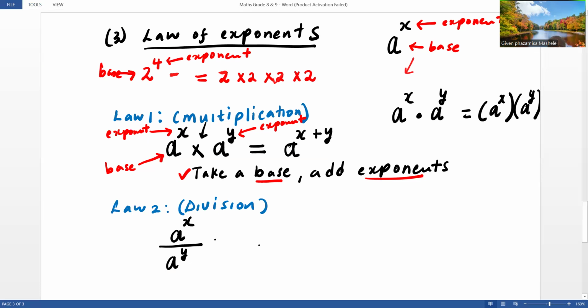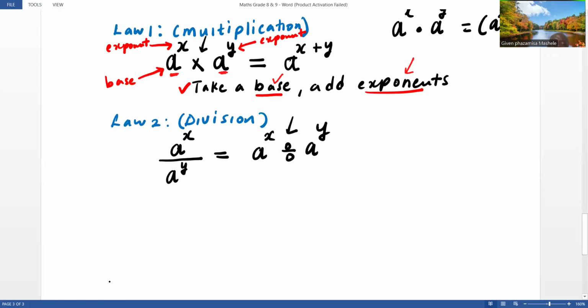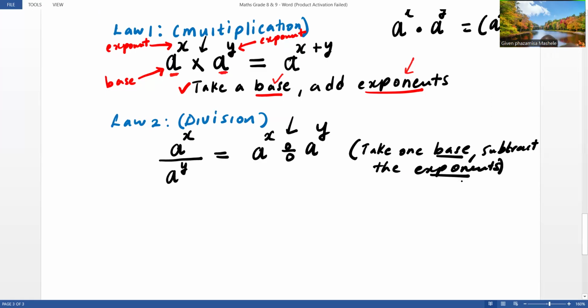Remember, this is the same as when we have a to the exponent of x divided by a to the exponent of y. Whether we're writing it like this or like this is the same thing. It's just representing a division. According to the law of division, when we are dealing with division, as long as the bases are the same, you take one base and subtract the exponents. How do we subtract the exponents?